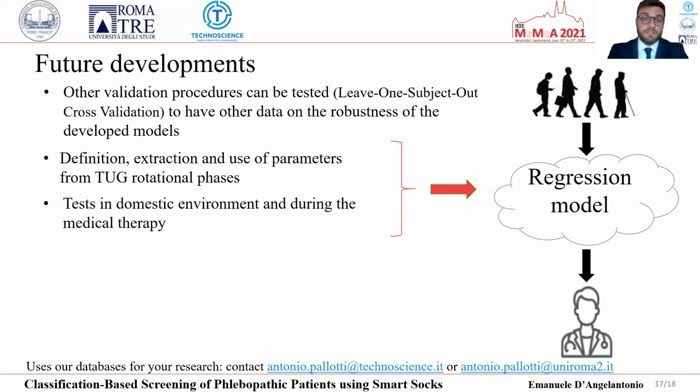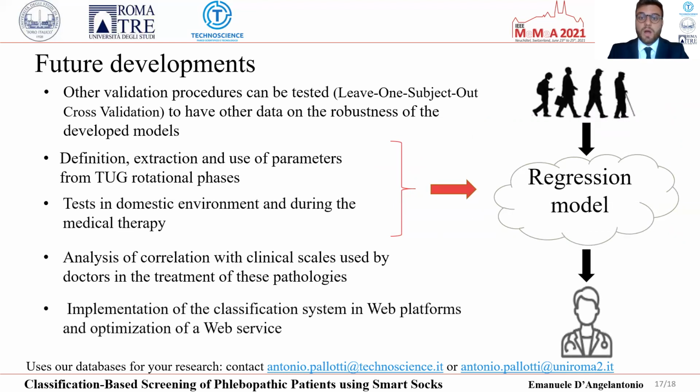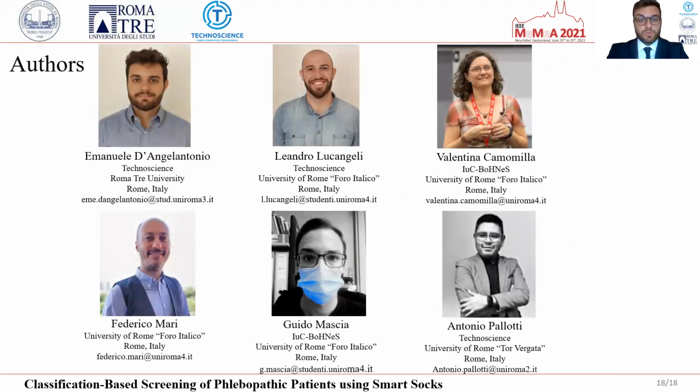Following this path, the system could be integrated also with other wearable devices, as for example an IMU belt or a sensorized t-shirt. The classification and regression outputs could be analyzed for a correlation with clinical scales used by doctors in the treatment of these pathologies. And last but not least, other developments regard the implementation of the classification system in a web platform for the optimization of web service.